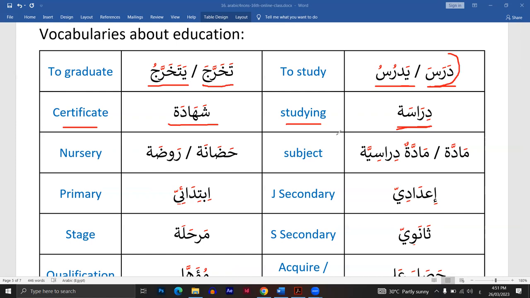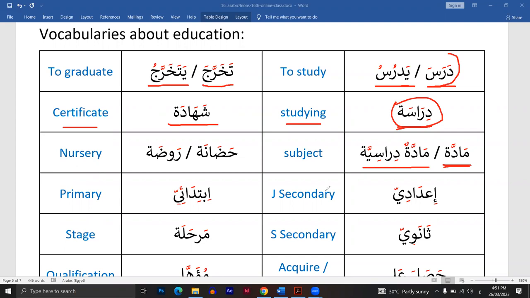Okay. If we want to talk about a specific subject, madda. This is the name. Madda. This word means a subject. I mean, educational subject like math, physics, chemistry, or it can also be used to refer to a substance. Okay, madda, this substance used in chemistry, for example. Maddatun dirasiya, dirasiya from dirasa, which means educational subject or studying subject.